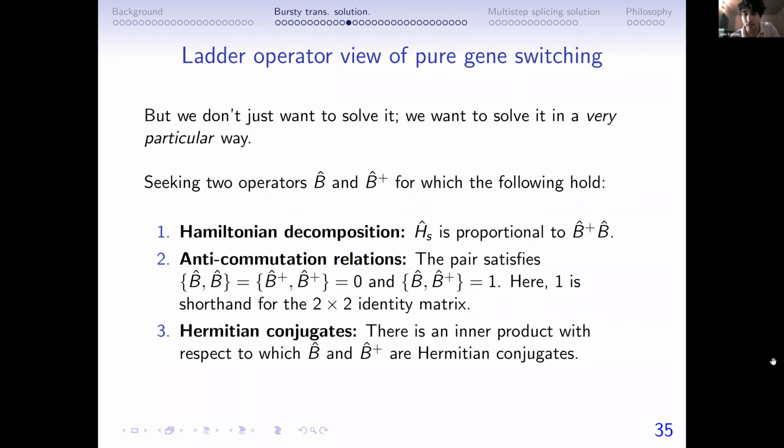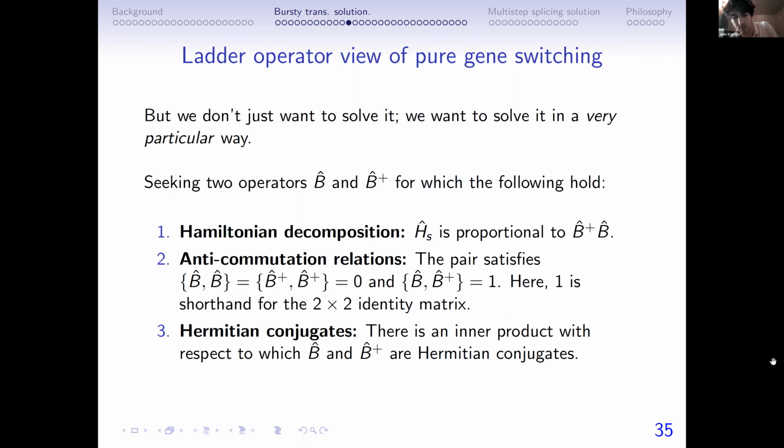In particular, we like ladder operators. This time, the down ladder operator is B, and the up ladder operator is B plus. And so you want to be able to write H as a constant times B plus times B. And then there are these anti-commutation relations between B and B plus you want to be true. For example, you want B times B plus plus B plus times B to be equal to the identity matrix. And then you want them to be Hermitian conjugates with respect to some inner product.